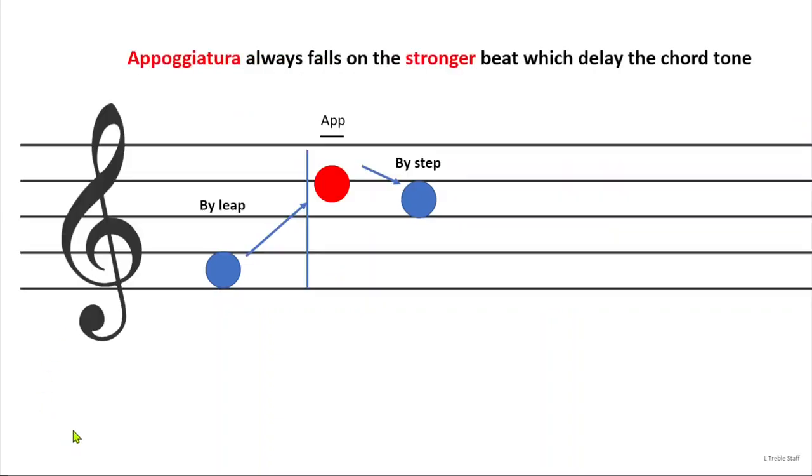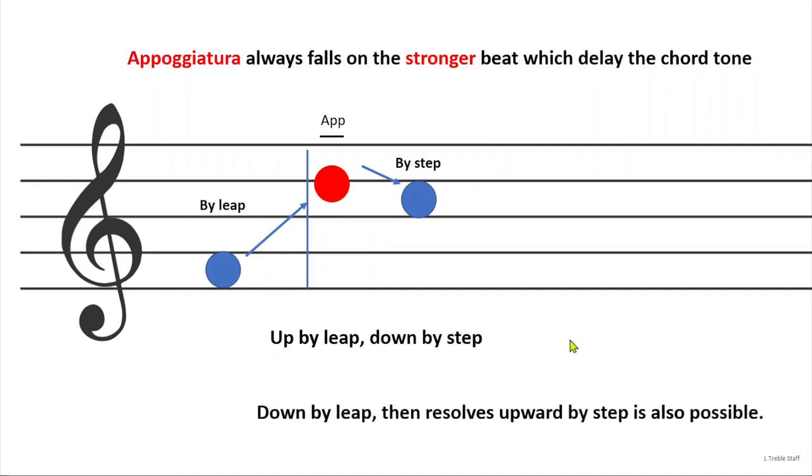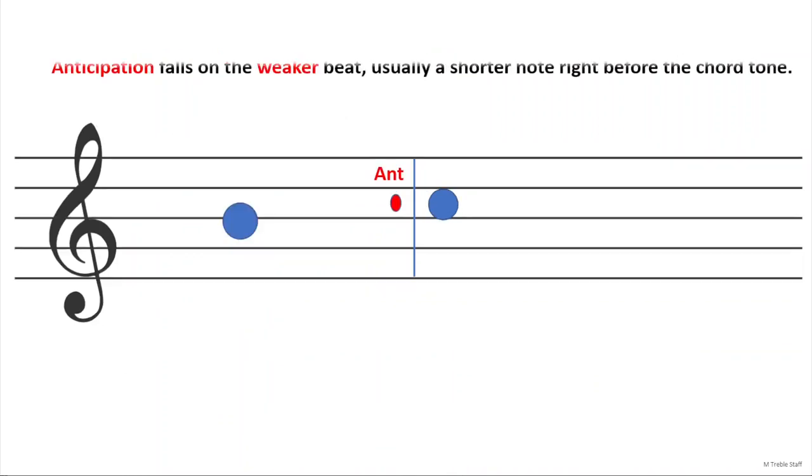Next, we will look at appoggiatura. Appoggiatura always falls on the stronger beat, which delays the chord tone. It's like shooting a basketball and then resolving down. By leap first, falls on the stronger beat, and resolves by step. Up by leap, down by step. Sometimes we'll find that the directions are reversed. Can be down by leap first, then resolves upwards by step.